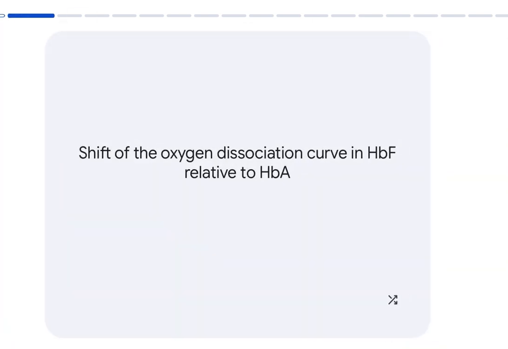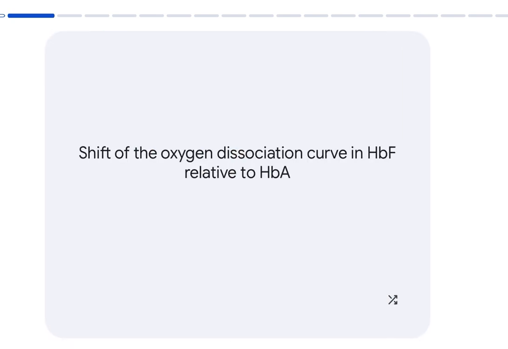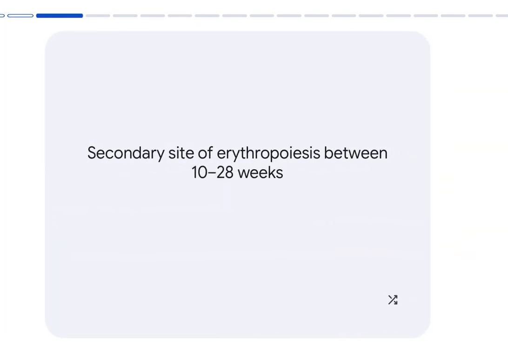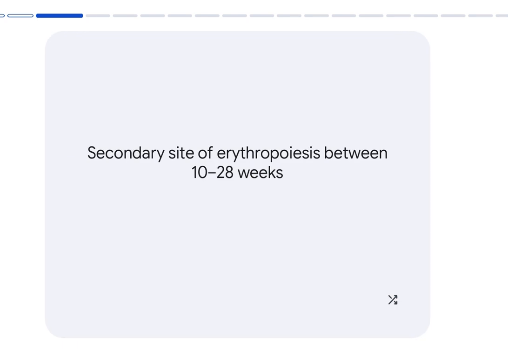Then the shift of the oxygen dissociation curve in HbF relative to HbA is a left shift, because hemoglobin F binds to more oxygen than the adult hemoglobin. Then the secondary site of erythropoiesis between 10 to 28 weeks is the spleen.